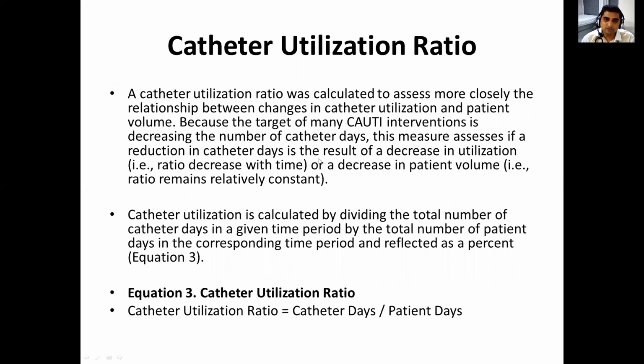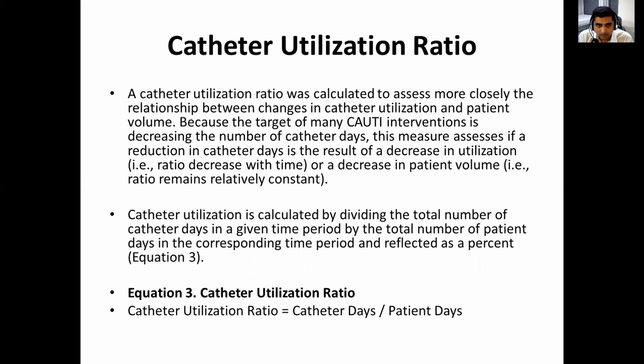But how can we actually know whether our catheter utilization has decreased due to a decreased number of patients or due to more adherence to our CAUTI bundle compliance? So another indicator is the catheter utilization rate. That is the total number of catheter days in a given time period divided by the total number of patient days in that time period, and it is expressed as a percentage.